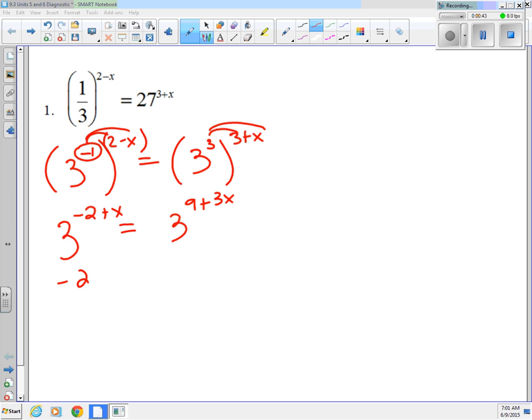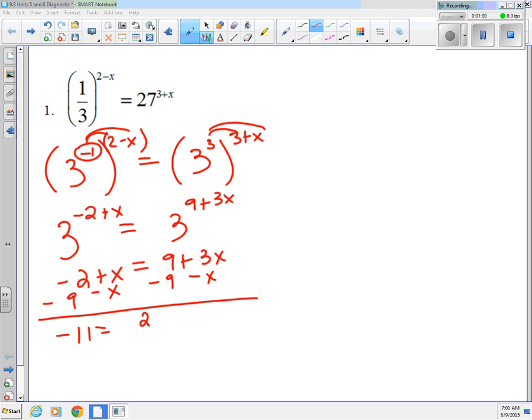So I know -2 plus x equals 9 plus 3x. I will subtract x from both sides and subtract 9 from both sides. And then we will get -11 equals 2x, and divide by 2. And so x is -11 over 2.